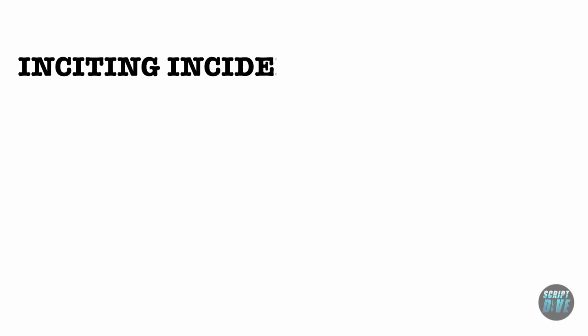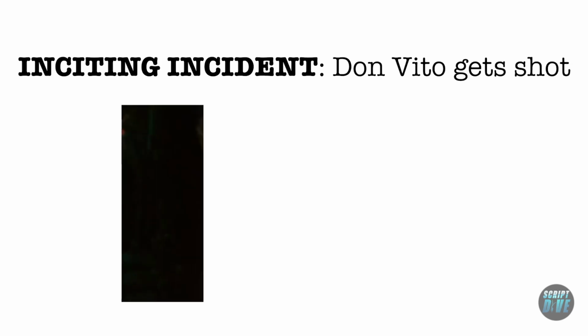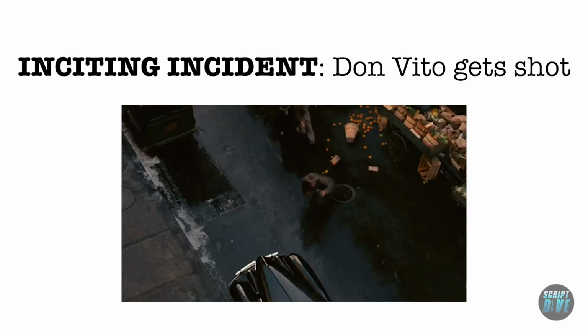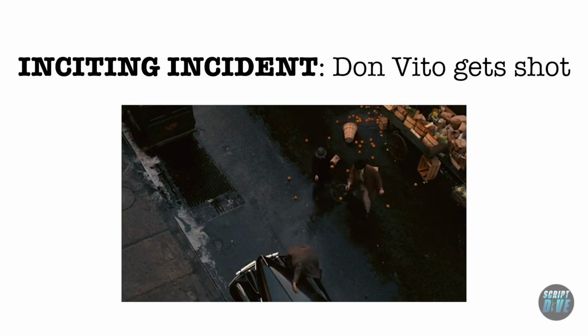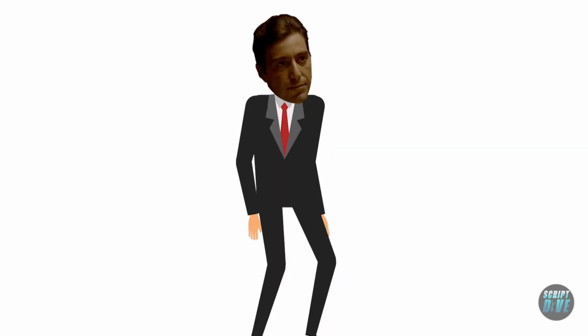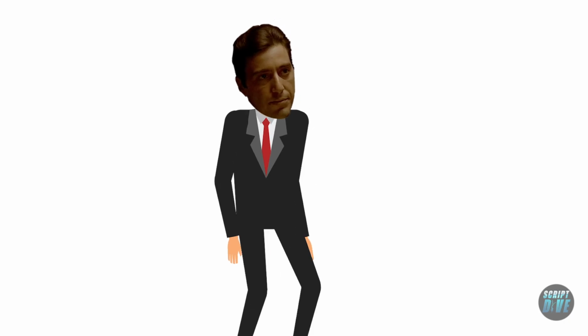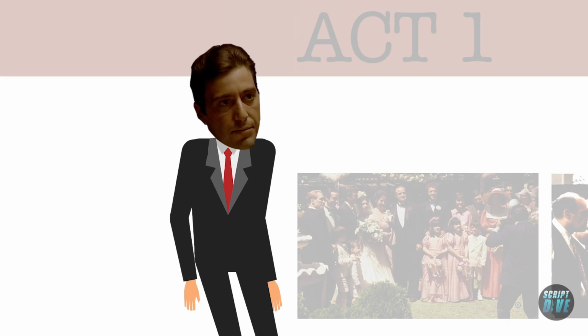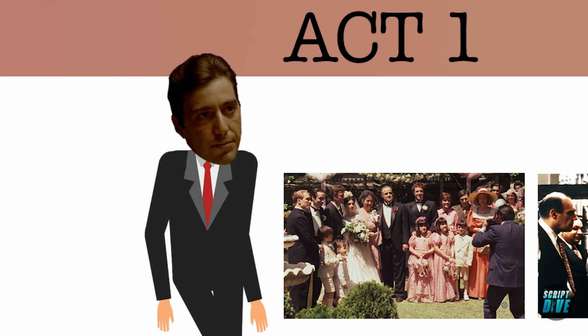Inciting incident: Don Vito, Michael's father, gets shot. This incident starts the real story and transformation of Michael, pulling him deep into the family business. Alright, once we establish the main ingredients, let's dive into the 3 acts of the story to get the true blueprint. Act 1. The wedding establishes Michael and his world.